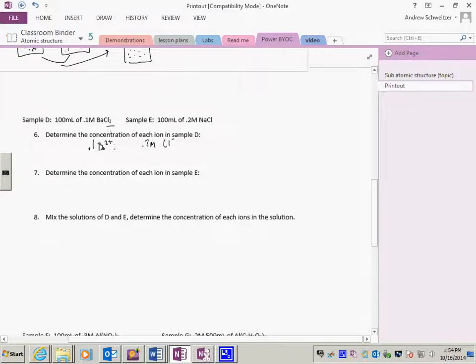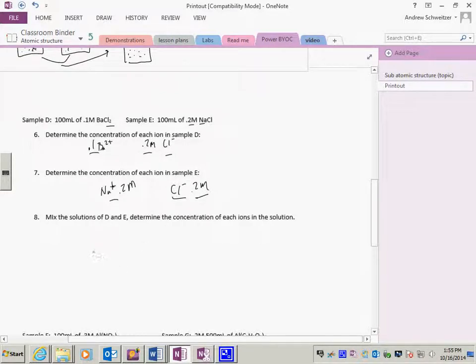I doubled it because it breaks apart into two pieces. And then this guy here, the sodium ion, is 0.2 molar. All right, at a 1-to-1 ratio, 0.2 to 1. And the chloride ion here also is 0.2 molar. Now I notice that the barium and the sodium are present only in individual beakers, but the chloride is present in both of them. And also notice they have the same concentration.